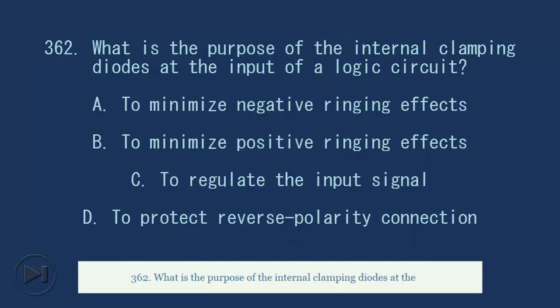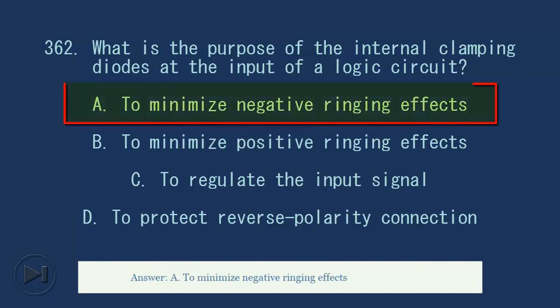362. What is the purpose of the internal clamping diodes at the input of a logic circuit? A. To minimize negative ringing effects. B. To minimize positive ringing effects. C. To regulate the input signal. D. To protect reverse polarity connection. Answer, A. To minimize negative ringing effects.